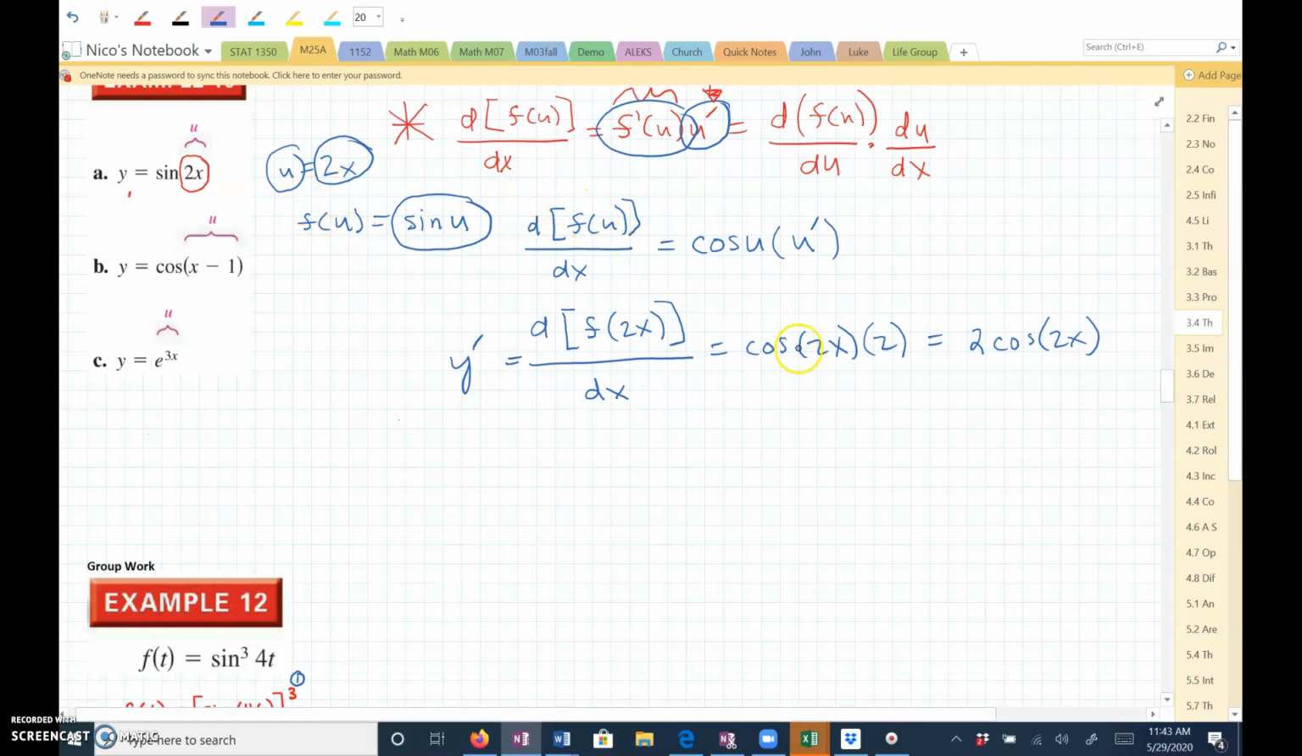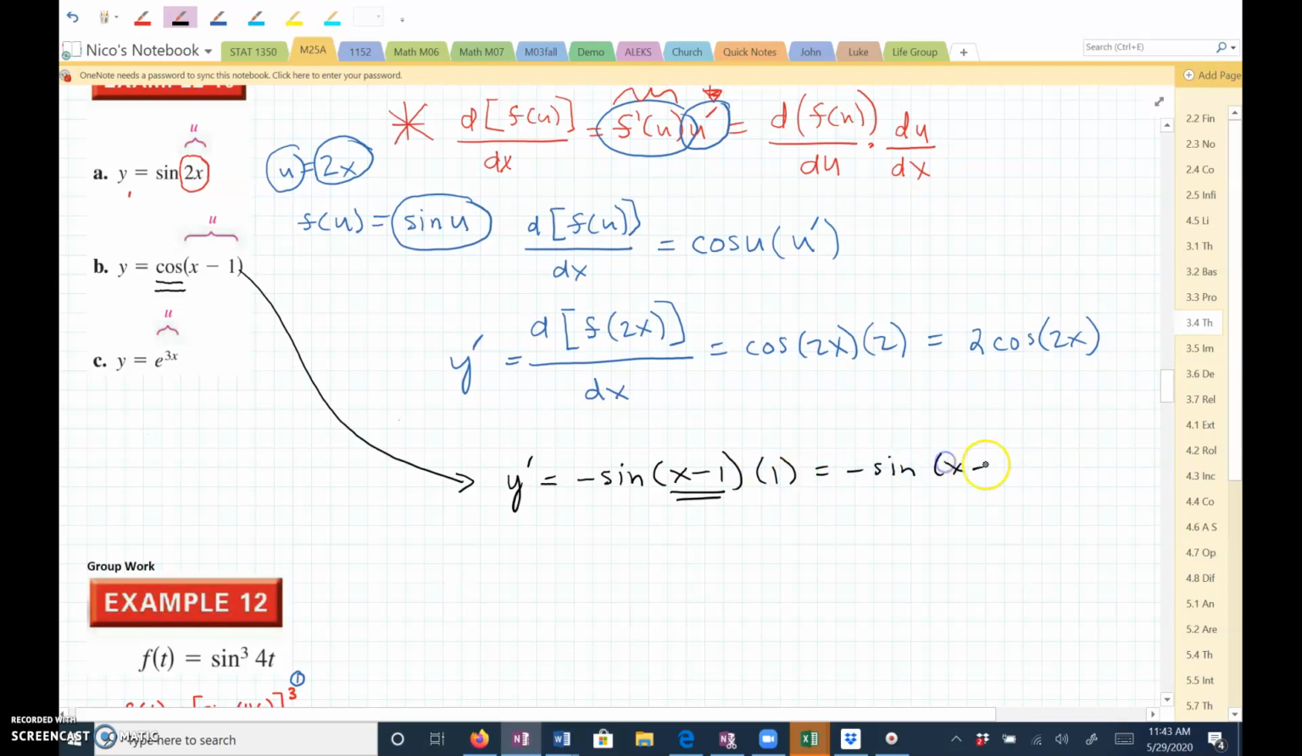Okay, so this is the long drawn-out way to do this. Another way to do this problem, once you realize that this is your u, this is just the chain rule. You're going to take the derivative of the composite function, the function that's outside, which is cosine, so the derivative of cosine is negative sine of (x minus 1), and then you have to take the derivative of u. The derivative of x minus 1 would just be 1. So this is going to be negative sine (x minus 1).